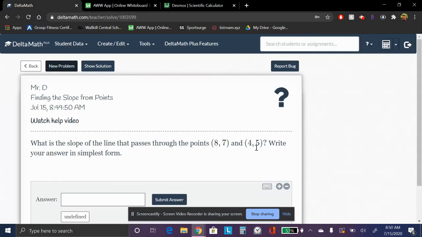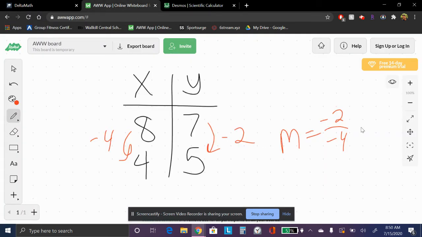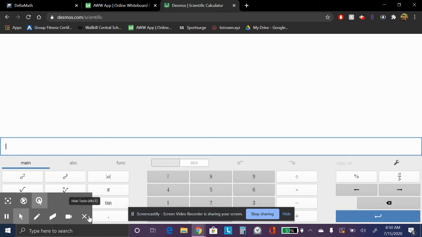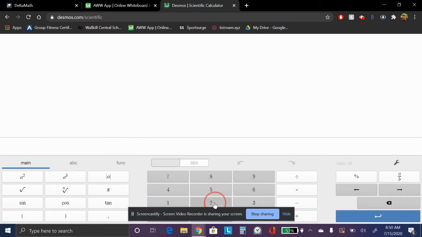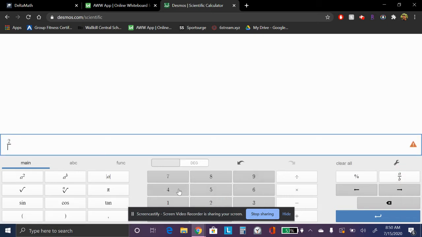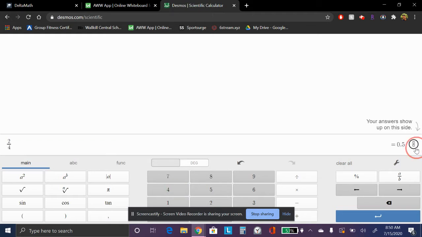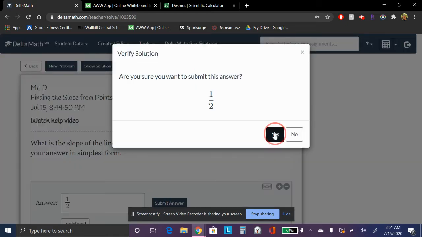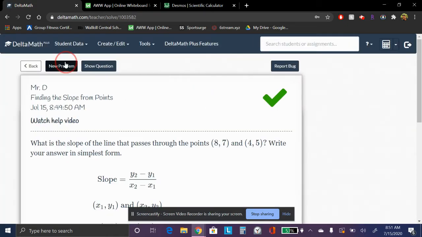Let me just double check my points here. Yep, I got the right points. So we know a negative divided by a negative is positive. Now, we also should know that 2 over 4 is 1/2. But if you need to reduce fractions, use your calculator. 2 over 4 reduces to 1/2. So it's going to be 1/2. Submit that. Boom.